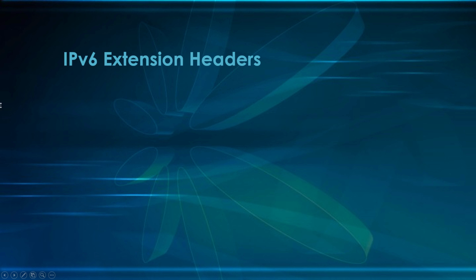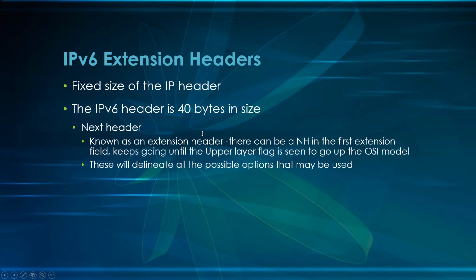And then we get extension headers. The extension headers are a fixed size of the IP header. One of the things that they do is it's 40 bytes in size, and it lets you know what's coming. Known as the extension header, there can be a next hop in the first extension field. It keeps going until the upper layer flag is seen to go up the OSI model. And this will delineate all the possible options that may be used. The idea behind this one is to let you know what you need to worry about as you're going through the forwarding of the data. That's the idea behind the extension header.